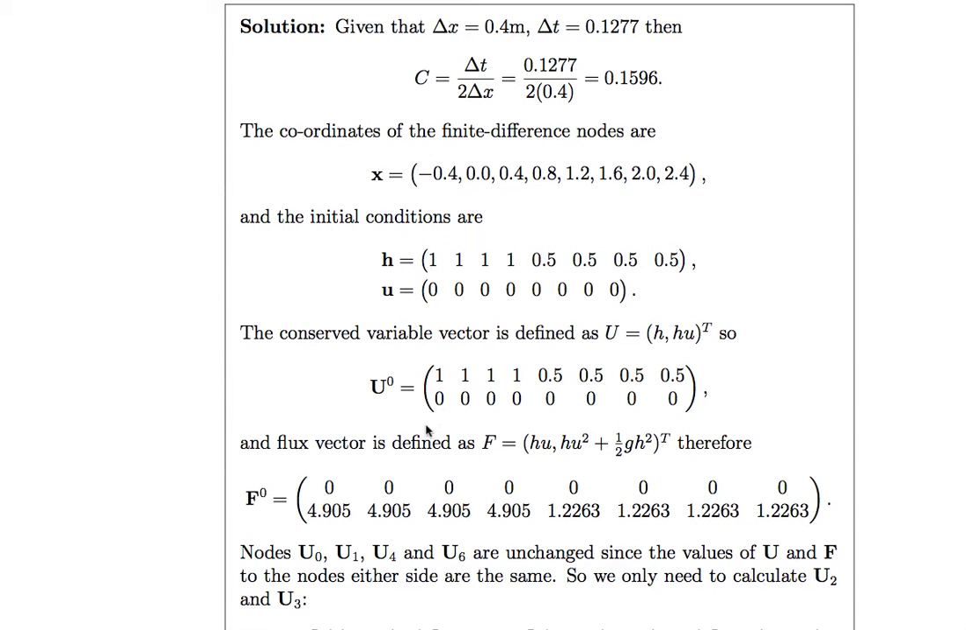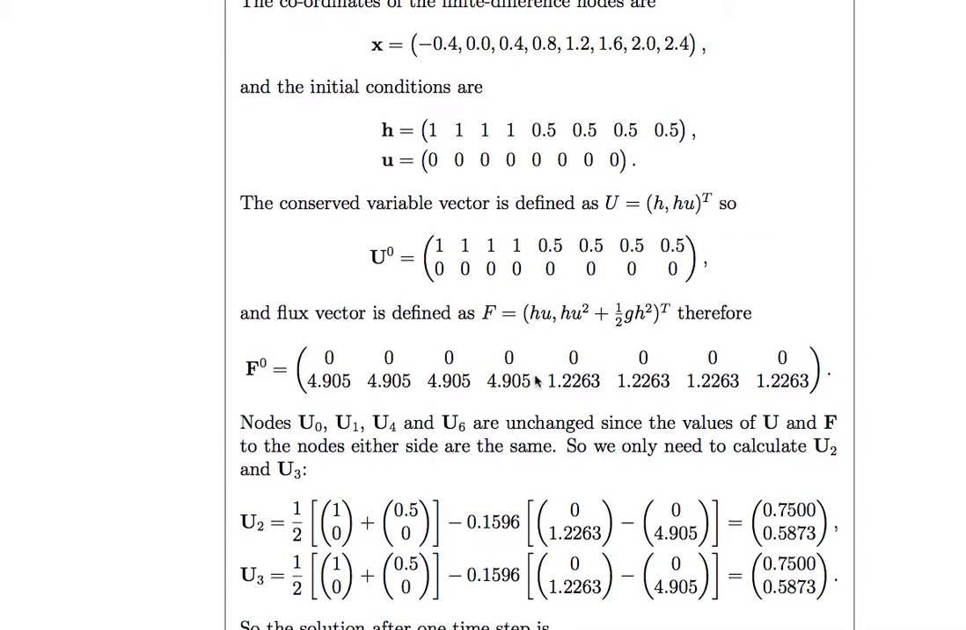The flux vector, well, the top row is going to be hu, which is simply the second row of your u vector, and the bottom row is hu squared plus half gh squared. So because u is 0, this first term is 0, so we just get whatever half g times this number squared is. Okay, and that gives us the bottom row of the flux vector.